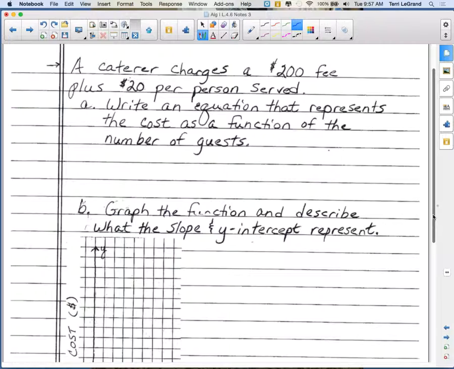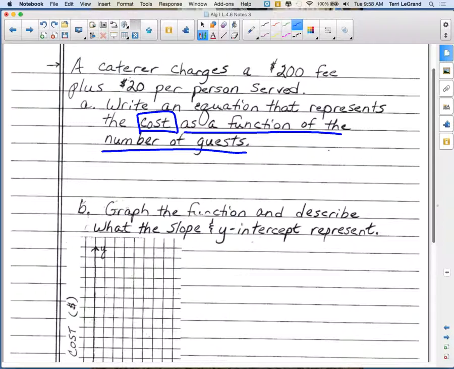Okay? Write an equation that represents the cost. This is important right here. The cost as a function of the number of guests. In other words, which one's the independent variable in this situation and which one is the dependent variable? Got it, Tim? The independent variable is the number of guests, and the dependent variable is the total cost. The total cost is dependent upon, a function of, the number of guests. The number of guests is controlling the situation.